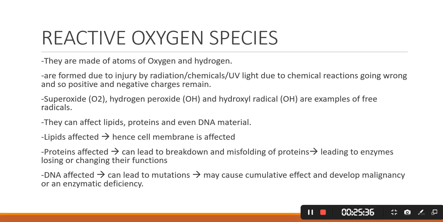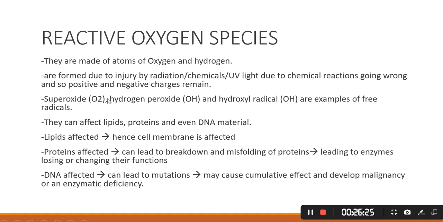From that, I'm jumping to the topic of reactive oxygen species. It is one of those concepts which you should know. Like I included Zika virus in infection. Why? It's not like it's important, but you should know. Some portion of this knowledge is important. So reactive oxygen species are made up of atoms of oxygen and hydrogen. They are formed due to injury by radiation or chemicals or UV light, due to chemical reactions going wrong, and so positive and negative charges remain on them. Normally the oxygen and hydrogen molecules get neutralized, right? But if there is a chemical injury or a UV light injury, then the positive and negative charges remain on those molecules and they get converted into reactive oxygen species.